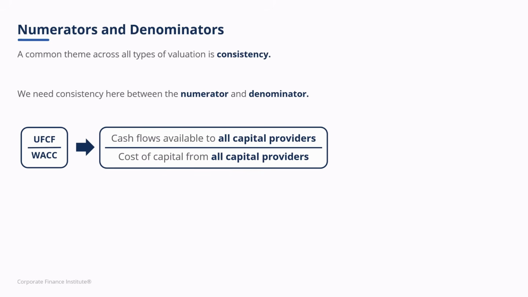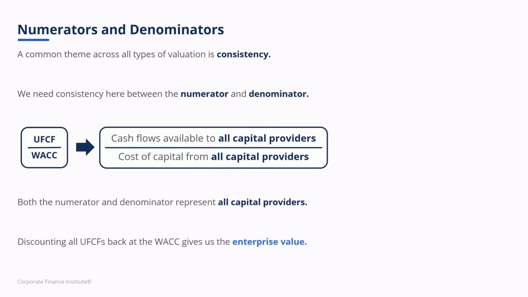So what we really have here now is perfect consistency between the numerator and the denominator, with both representing all capital providers. When we discount these unlevered free cash flows back at the weighted average cost of capital, that gives us enterprise value, which we can bring in over here on the right-hand side. So now we understand how to pair up the correct cash flows with the correct discount rate in order to get the enterprise value. But if we're going to model out cash flows, one of the things that we need to contemplate is exactly how long we are going to forecast for in our model. Let's dive into that in the next video.